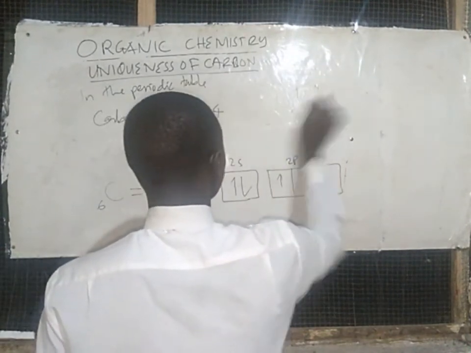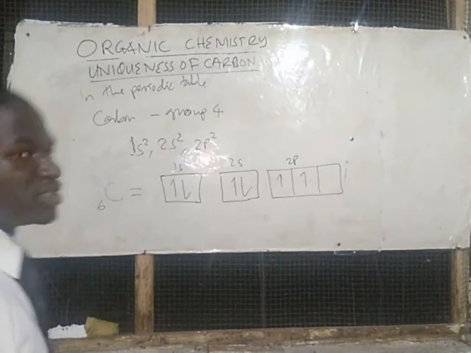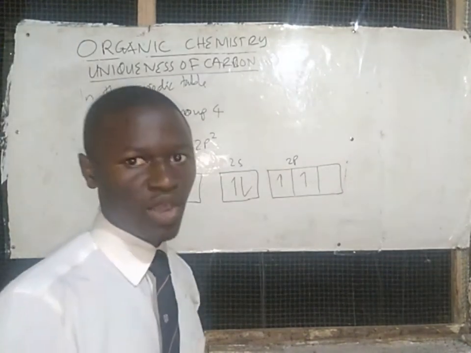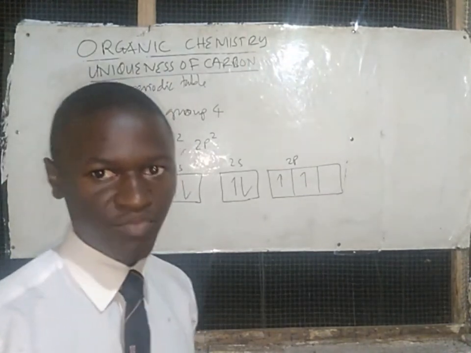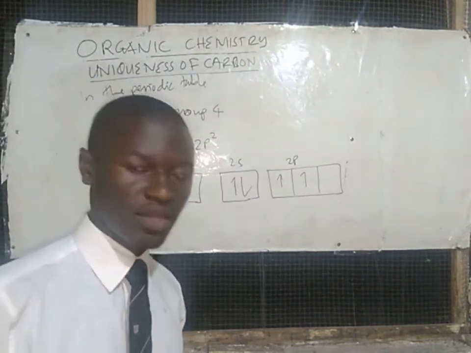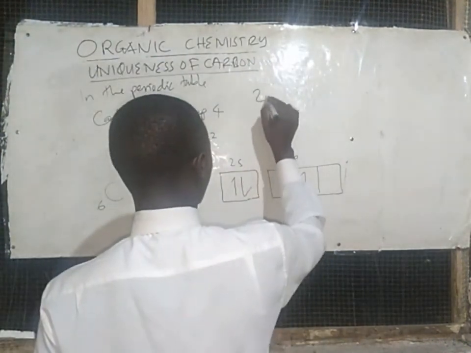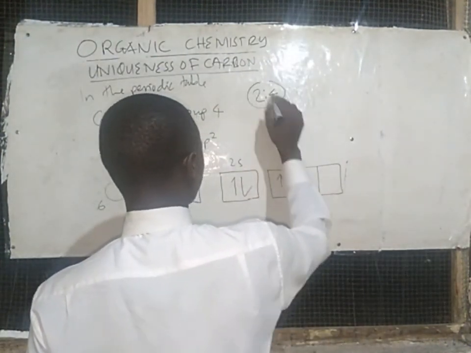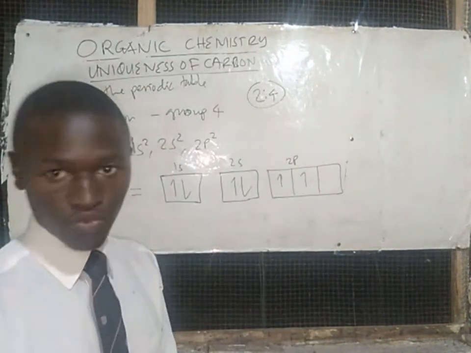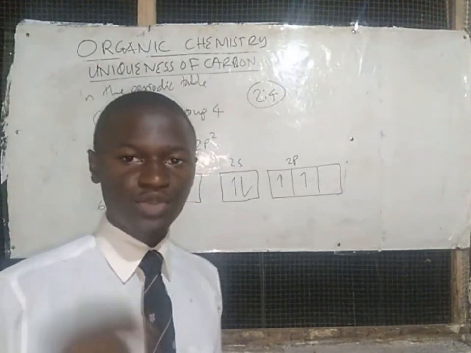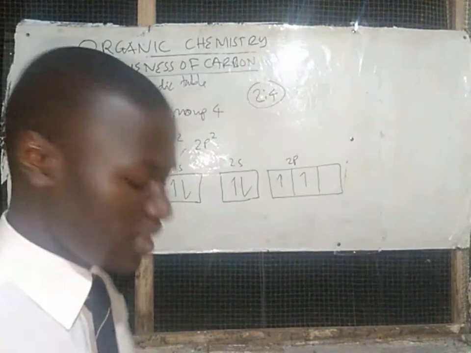But if you don't understand this at all, don't worry. Just write the electronic configuration of carbon according to how you know it in your O-level, which is 2, 4. Some of the concepts I'll be explaining here, you can use your O-level electronic configuration, and for some you use this. All of these are important because you learn the O-level in order to be able to study other concepts.